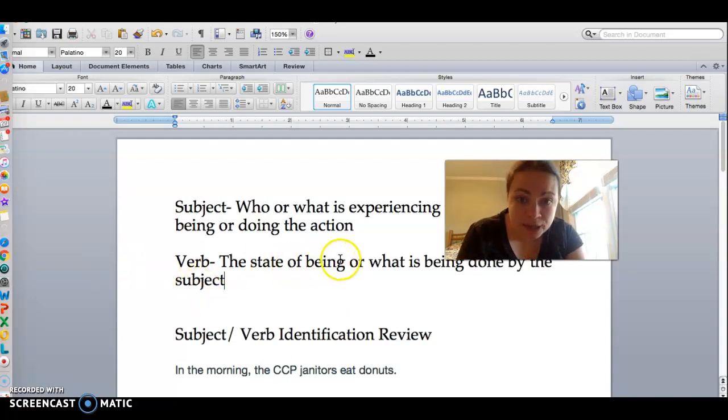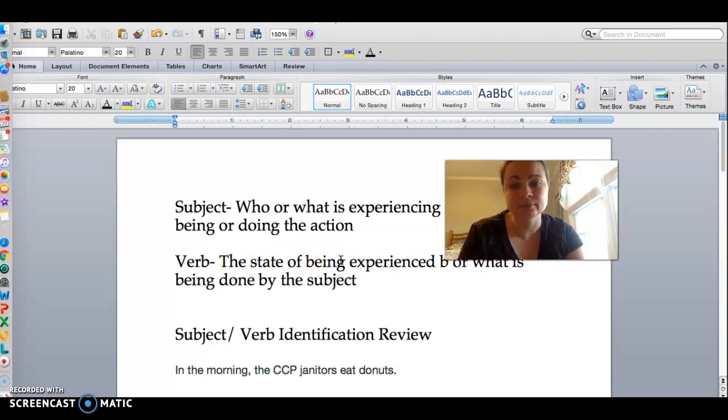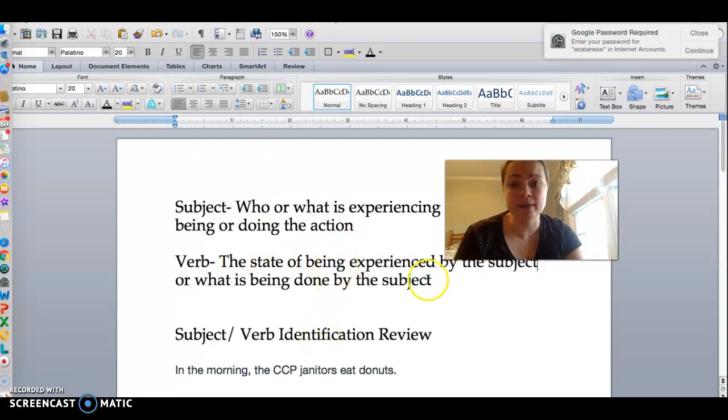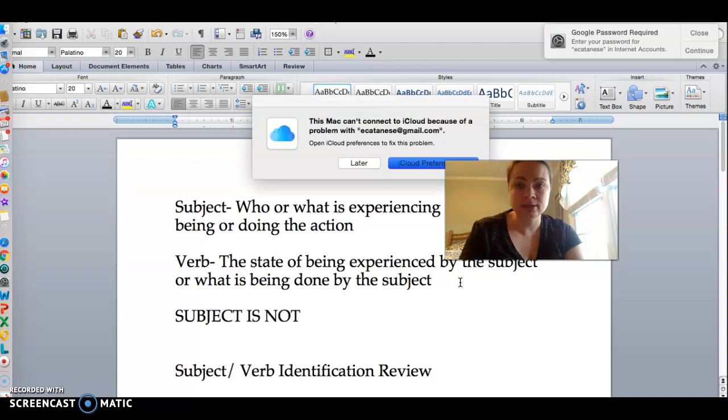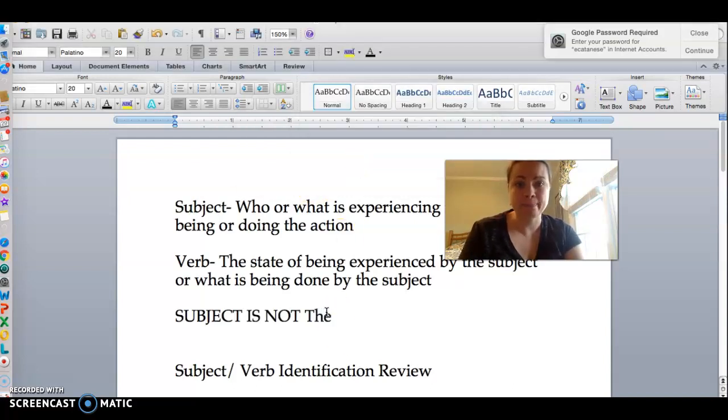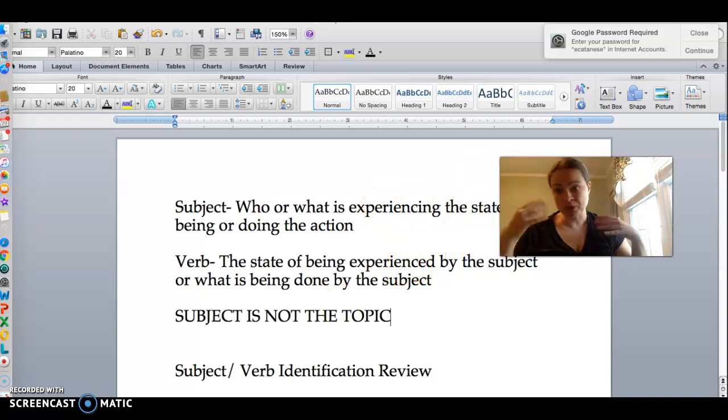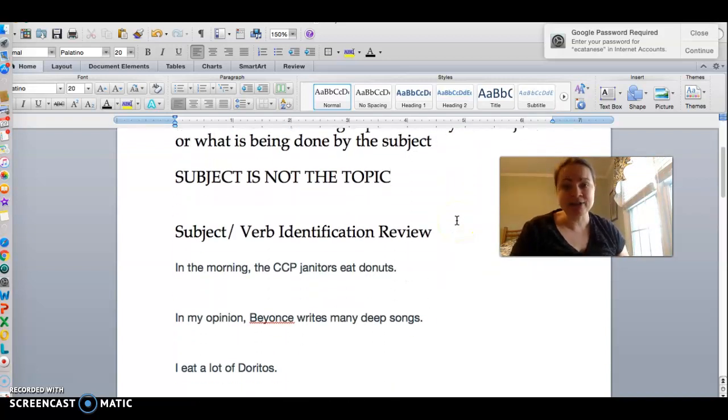The state of being experienced by the subject, or what is being done by the subject. The subject does not equal the topic. So if you look at a sentence and you're just looking for nouns and it seems like the coffee is the most important part of the sentence, it's not necessarily your subject. Remember, the grammatical subject of the sentence is going to be whoever or whatever is doing the action or experiencing the state of being. Okay, so just for subject-verb identification review, I have some sentences here and I want to go over how to identify the subject and the verb.